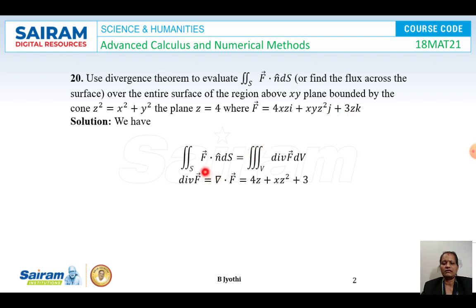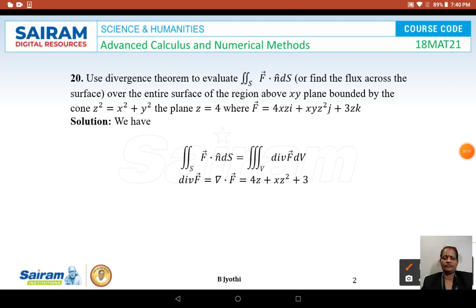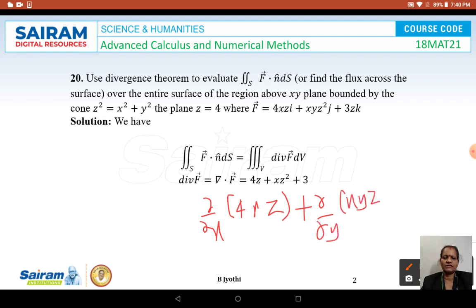Solution. By the theorem, we have the double integral of F dot n dS is equal to the triple integral over V, or volume integral, of div F dV, where div F is given by del dot F. When we take this del dot F, it is given by dou by dou x of 4xz plus dou by dou y of xyz squared plus dou by dou z of 3z.